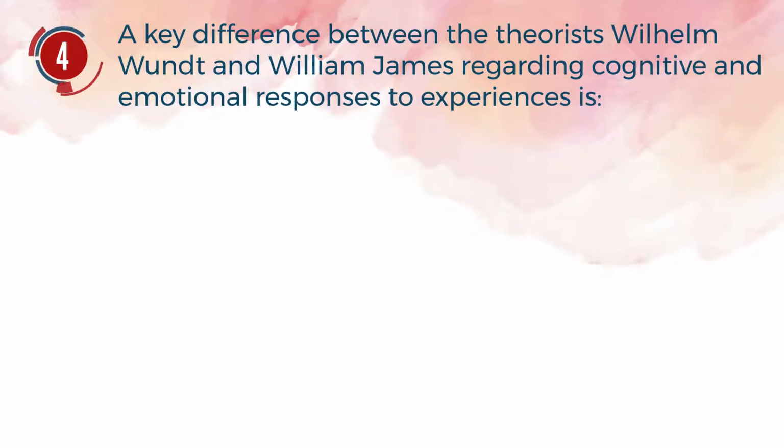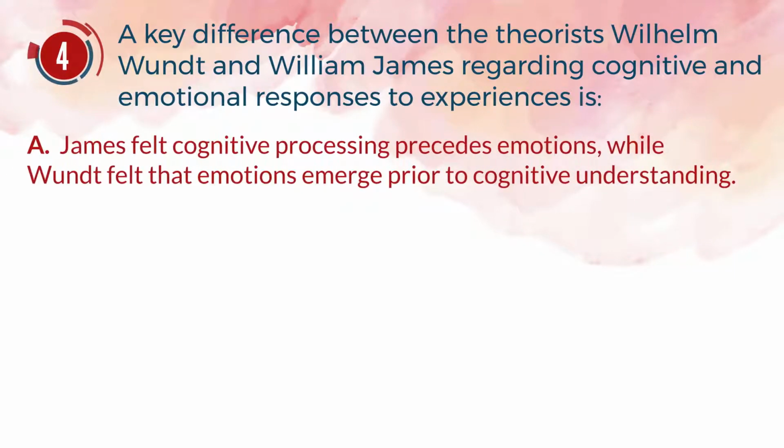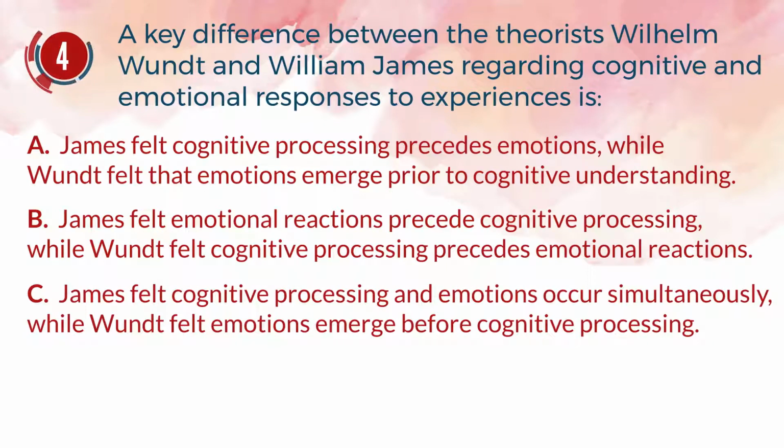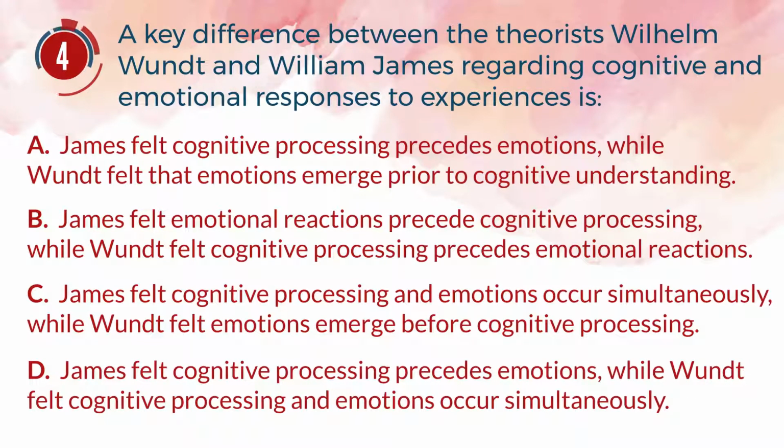Number 4. A key difference between the theorists Wilhelm Wundt and William James regarding cognitive and emotional responses to experiences is A. James felt cognitive processing precedes emotions, while Wundt felt that emotions emerge prior to cognitive understanding. B. James felt emotional reactions precede cognitive processing, while Wundt felt that cognitive processing precedes emotional reactions. C. James felt that cognitive processing and emotions occur simultaneously, while Wundt felt emotions emerge before cognitive processing. D. James felt that cognitive processing precedes emotions, while Wundt felt that cognitive processing and emotions occur simultaneously.